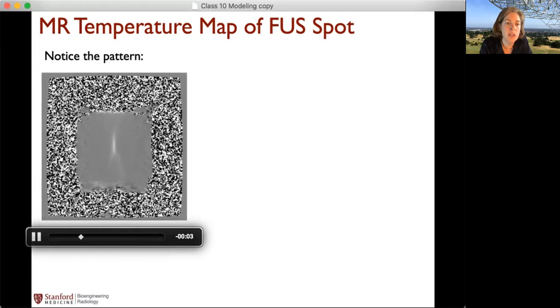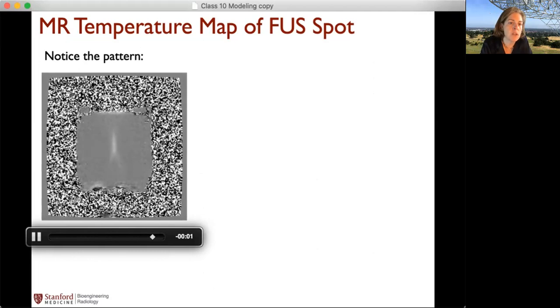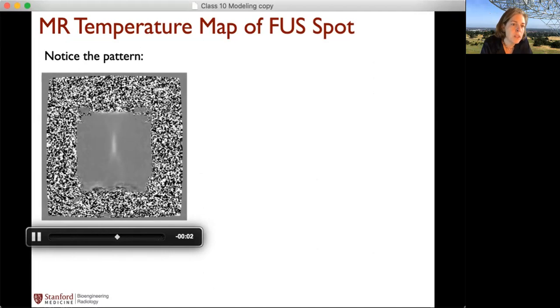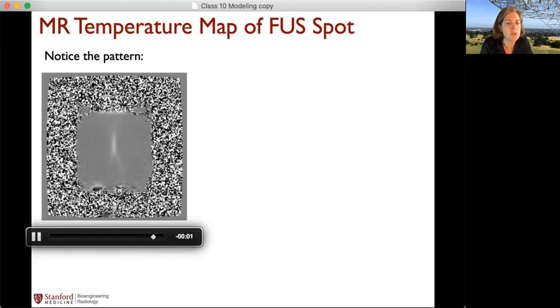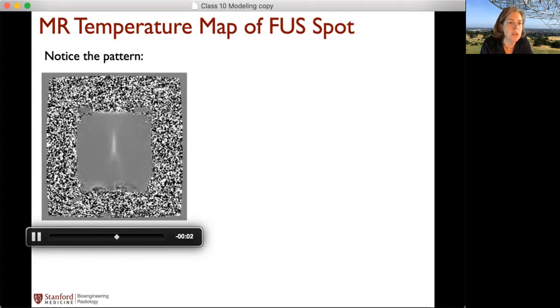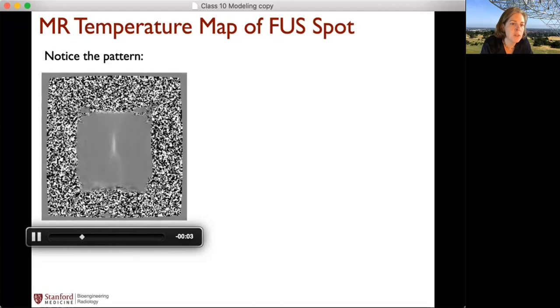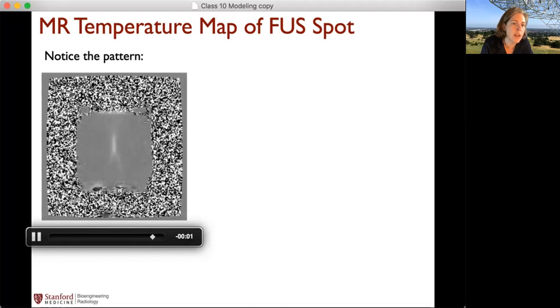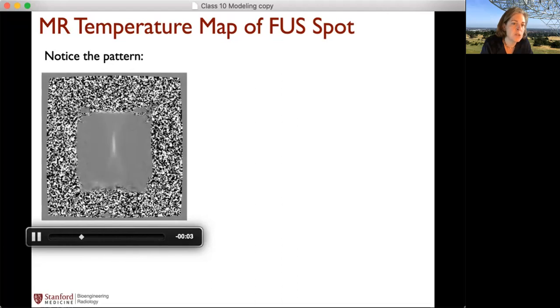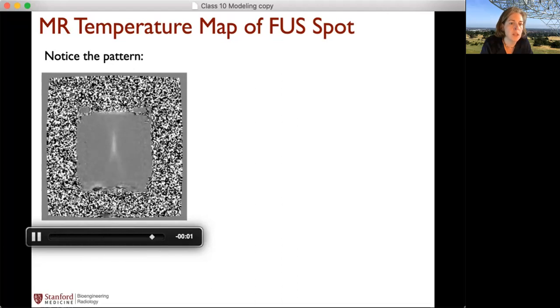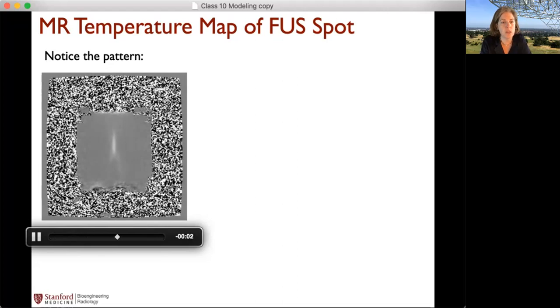But what we see right here is the bright spot at the focus. I'm not exactly sure whether the transducer is, I think it's above, right up here, and I think it's coming down. Anyway, you can see the long axis of the focus. And you can see that initially the temperature is going to go up and then it's going to go down again. Now there's a number of things I want you to notice here.